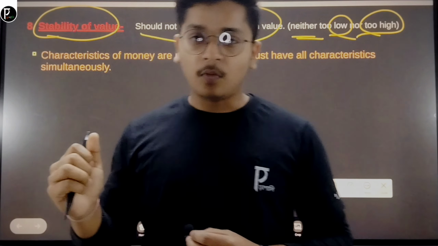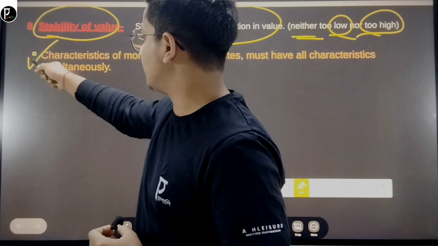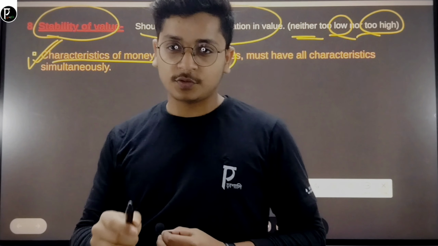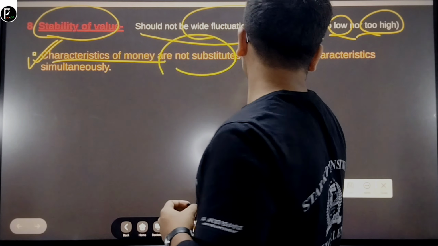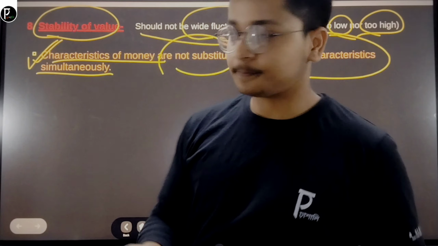We have already learned all the characteristics of money, but there is one point you should remember, that the characteristics of money are not substitutes to one another. They must hold all the characteristics simultaneously.